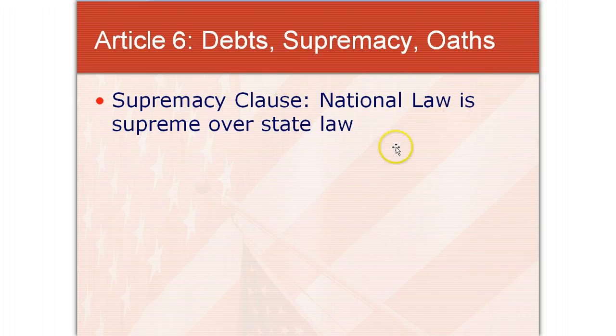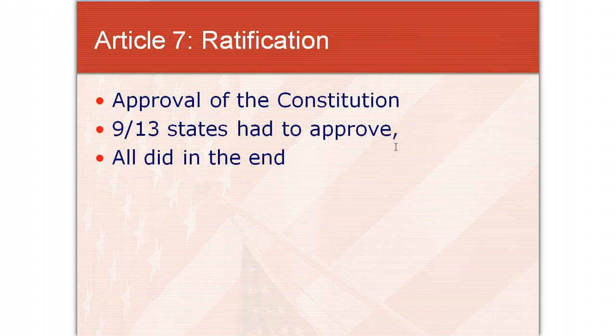And the final article is Article 7, which set up the ratification process, or how the Constitution was to be approved. It said that 9 out of 13 states had to approve the Constitution. We know that New Hampshire was the 9th state to do so, and Virginia and New York came after that, but they were still essential because they had a lot of people in their states, and do know that all states did ratify the Constitution in the end.